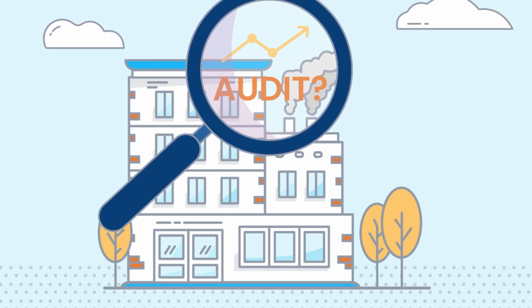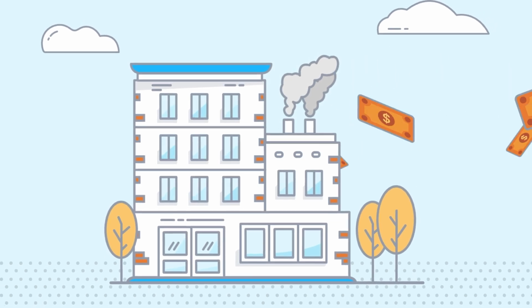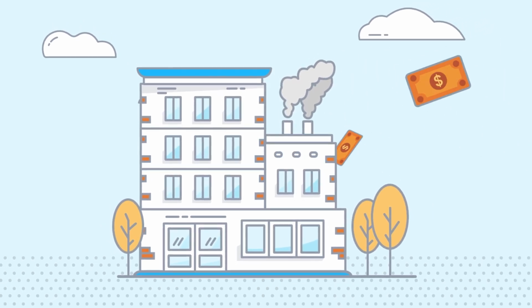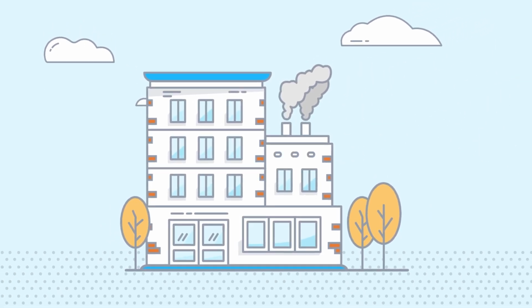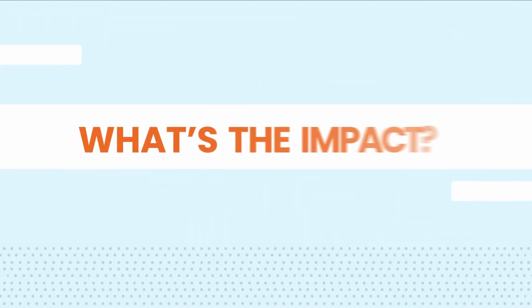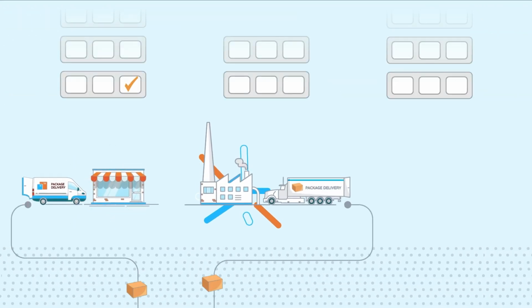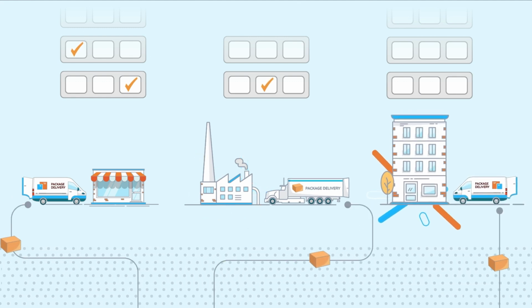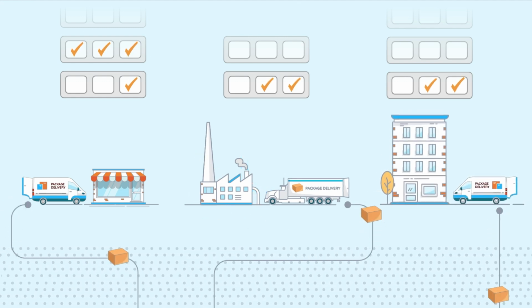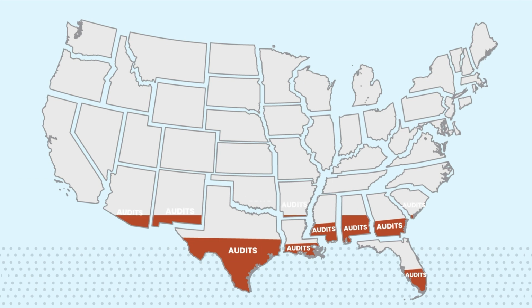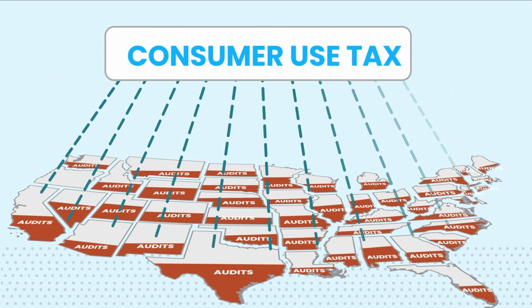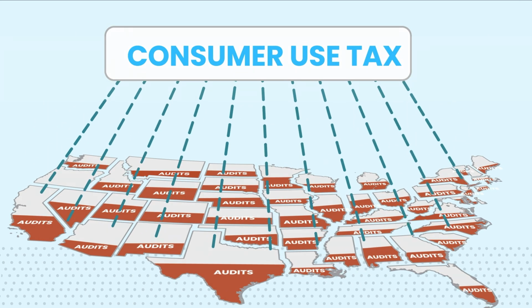On the flip side, you may be overpaying sales tax based on how and where you actually use the goods you buy. Good news for some of you, right? So what's the impact of all of this? Well, businesses need a way to accurately assess and report where, how, and when purchased products are being distributed and used, especially since we know that consumer use tax is a major focus of most state audits.